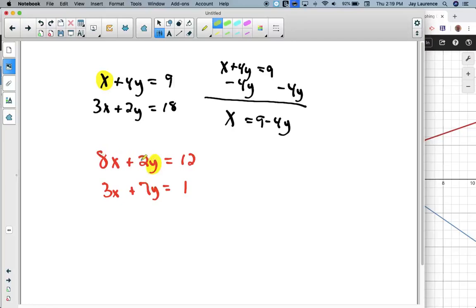Well, 8 doesn't go into 2 or 12 evenly. 3 doesn't go into 7 or 1 evenly. 7 doesn't go into 3 or 1 evenly. But 2 goes into 8 and 12 evenly. So if I were to have to solve this system, the first thing I would do would be to take that first equation and solve it for y. So I would subtract 8x from both sides.